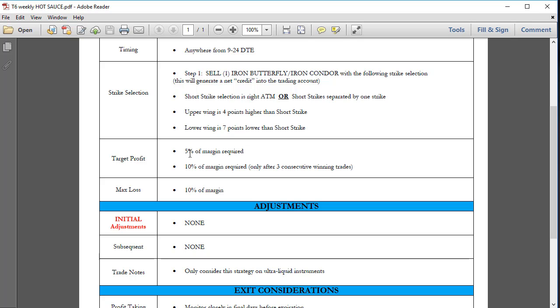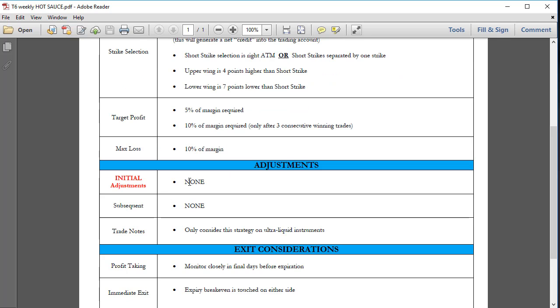All right, and so the target profit is 5% of margin, 10% only after you have 3 consecutive winning trades. And that's going to be much clearer when I show you the trading examples below. But if we have 3 consecutive winning trades and we have now accumulated 5%, 5%, 5%, well, then we relax just a little bit and we target a little bit higher amount while not giving up more than 10% of the margin required to keep the trade open. That's our maximum loss.